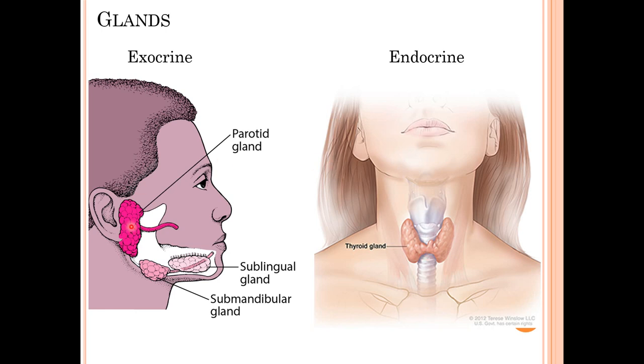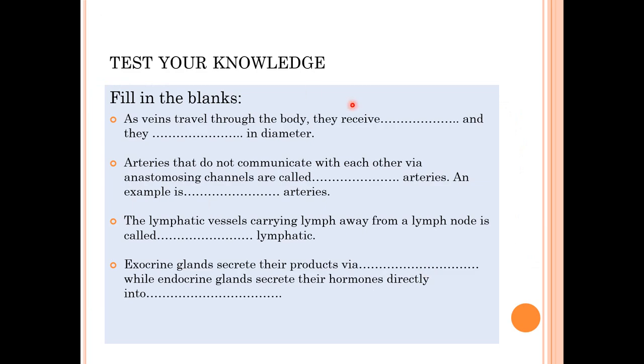So glands that have ducts are exocrine glands. The ones that secrete their hormones directly into the blood are endocrine glands. And an example of an endocrine gland is shown here. This example is the thyroid gland. At the end of this lecture, you have an exercise to test knowledge, and I'll see you in the lab to discuss this exercise.